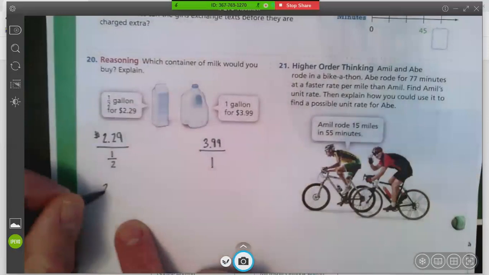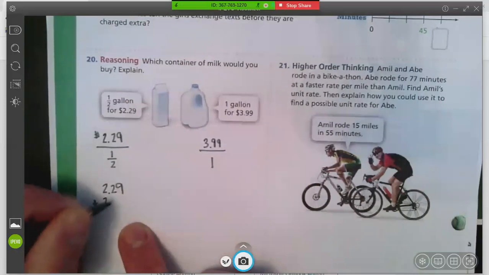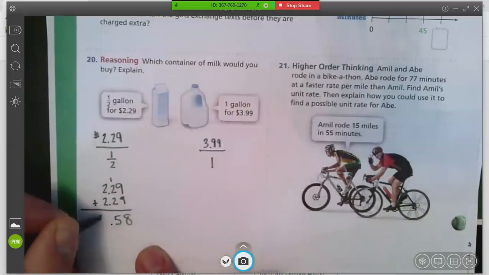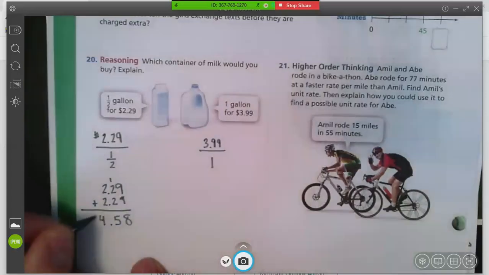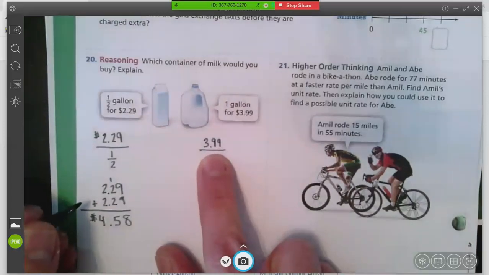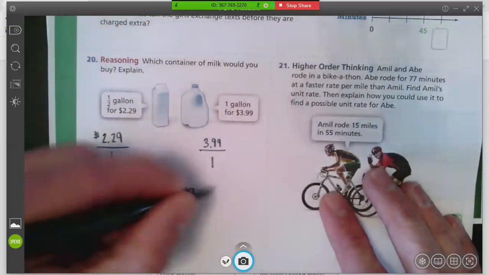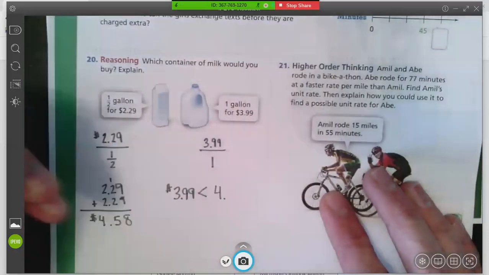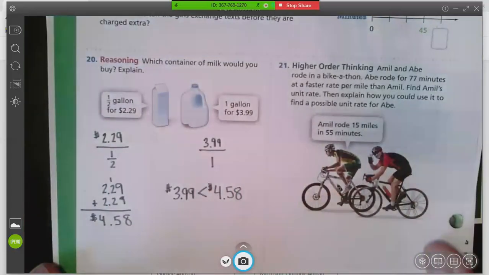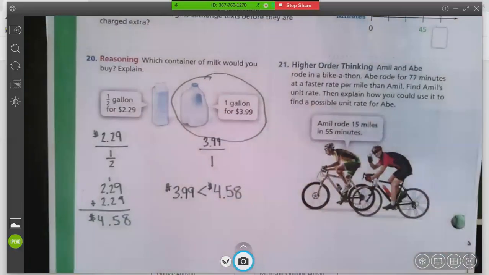So let's look. If I go ahead and double $2.29, if I add $2.29 and $2.29, what does that equal? $4.58, right? And the gallon is $3.99. So I know that $3.99 is less than $4.58. So what do I want to buy? Do I want to buy the half gallon or the gallon? The gallon. I want to buy the gallon because it's less expensive. All right?